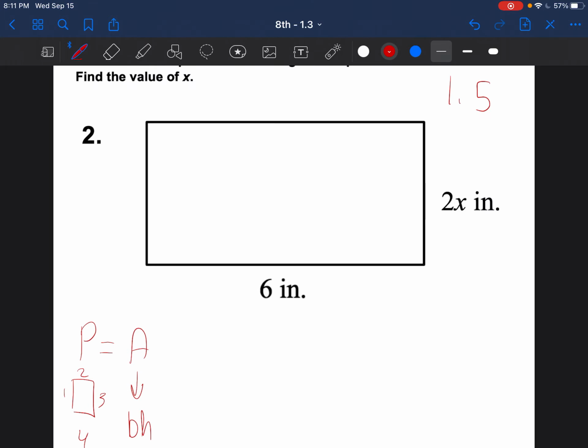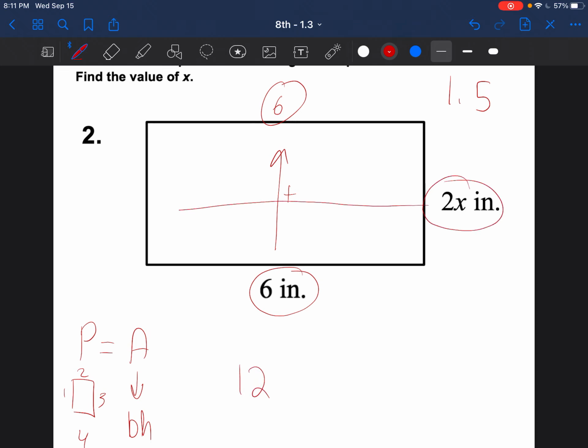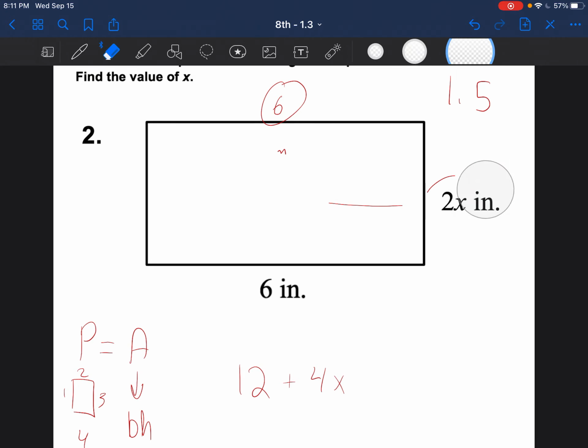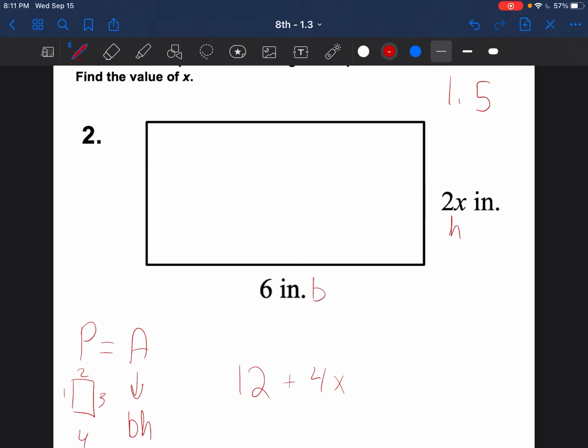Okay, so let's find our perimeter first. We're going to do 6 plus this 6, right? We know that's 6. That's going to give us 12 again. And then we have 2x. And on this side, we have a 2x. So 2x plus 2x will give us 4x. All right. And to find area, we need to do our base times our height. So base times height, what is 6 times 2x? So 6 times 2x should give us 12x. Now we just want to combine like terms.